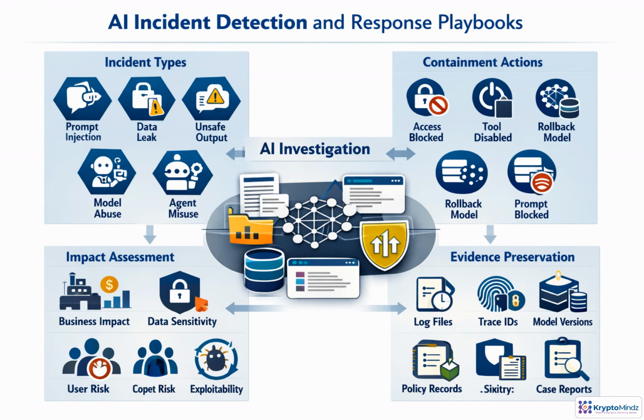AI incidents need dedicated response playbooks because the evidence is different. A prompt injection, data leak, unsafe output, or agent misuse may leave traces across prompts, retrieval results, tool calls, model versions, and guardrail decisions. Start by classifying the incident, then triage by business impact, data sensitivity, user risk, exploitability, and recurrence. Containment may mean blocking prompts, disabling tools, revoking access, rolling back models, or isolating data sources. Throughout the process, preserve immutable logs and traceable case records.